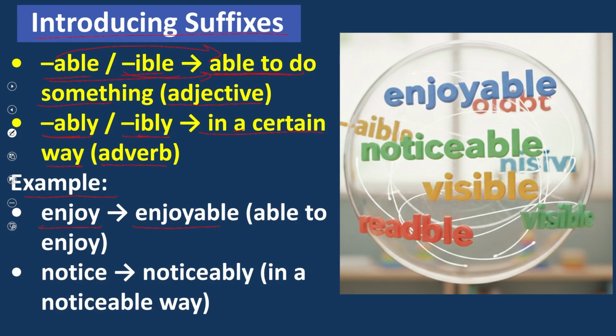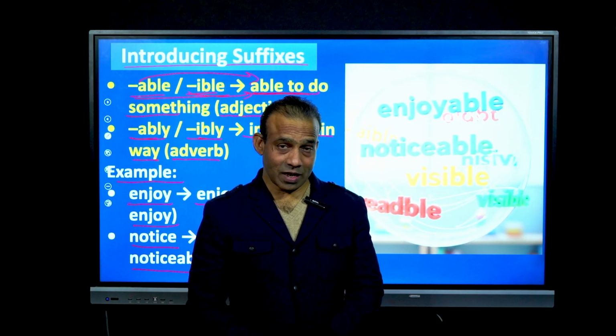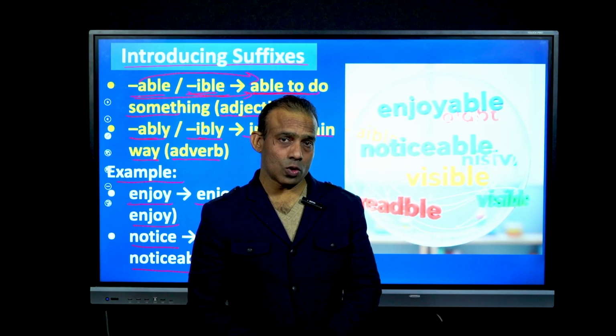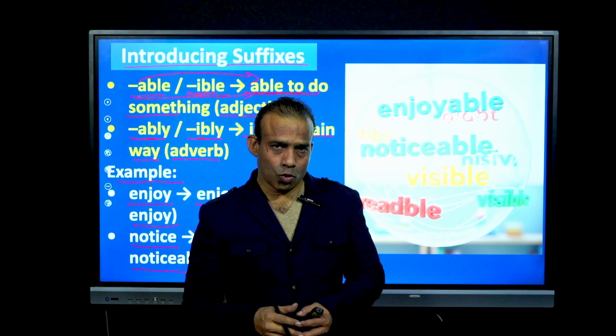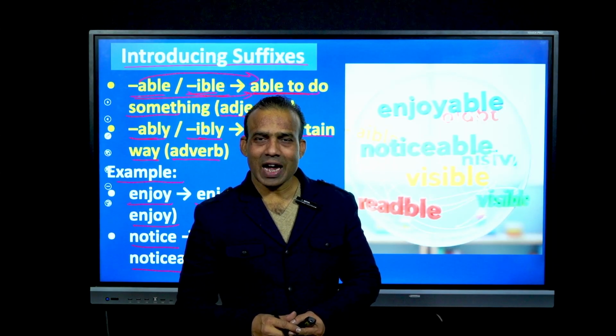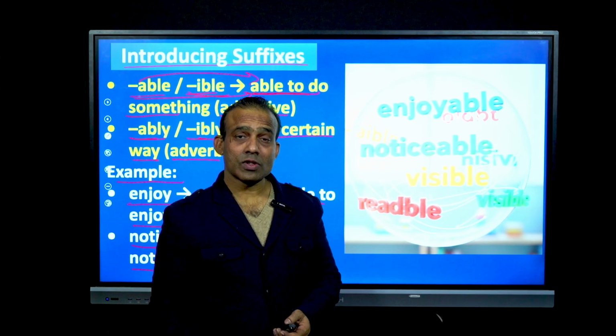Now look at the example. Enjoy, enjoyable, able to enjoy. Notice, noticeably, in a noticeable way. So, dear students, in this way, suffixes can change the meaning of the root word and also change the form of the word. If the root word is a noun, it can be converted into an adjective, or into an adverb as well if it is a verb. Now move to the next slide.